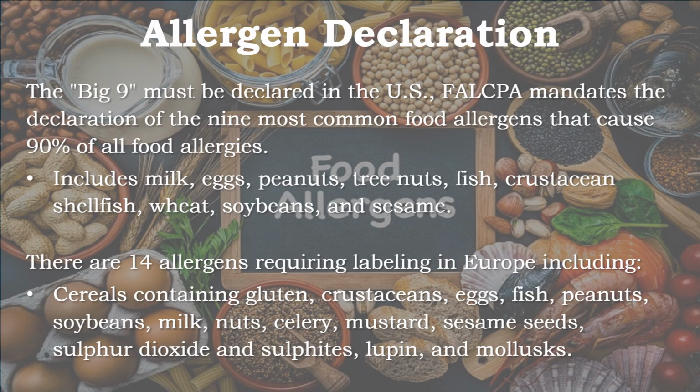For example, there are 14 allergens requiring labeling in Europe, including cereals containing gluten, crustaceans, eggs, fish, peanuts, soybeans, milk, nuts, celery, mustard, sesame seeds, sulfur dioxide and sulfites, lupin, and mollusks.